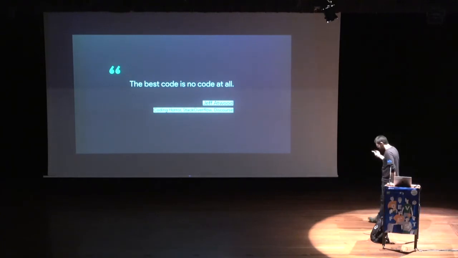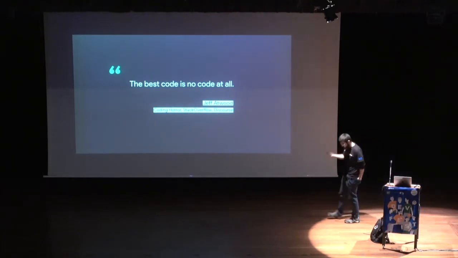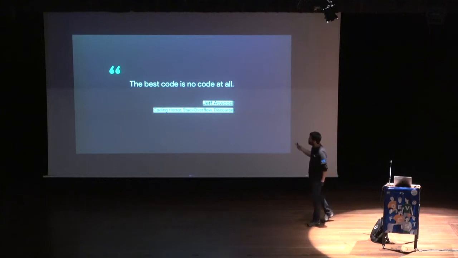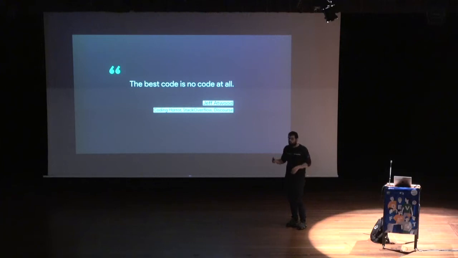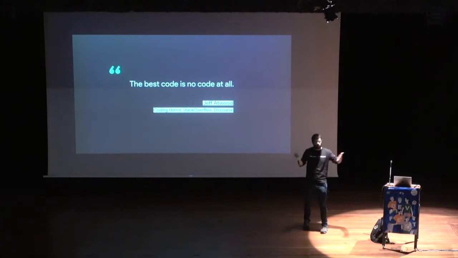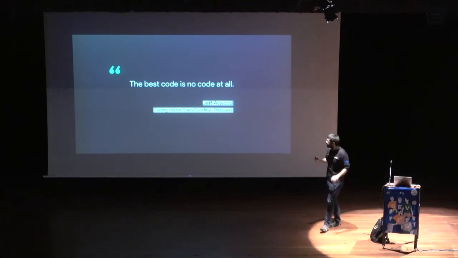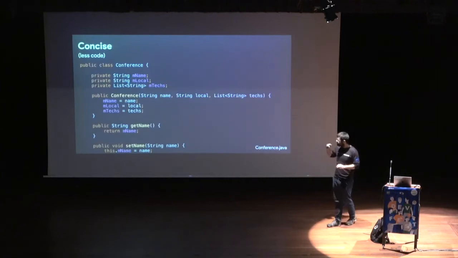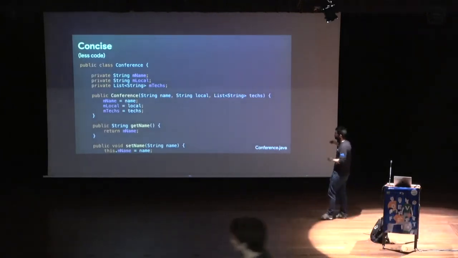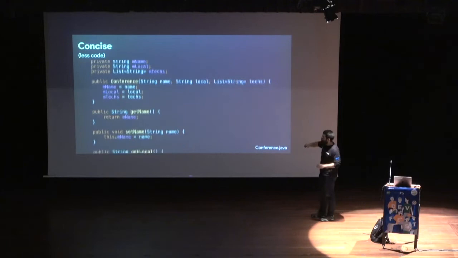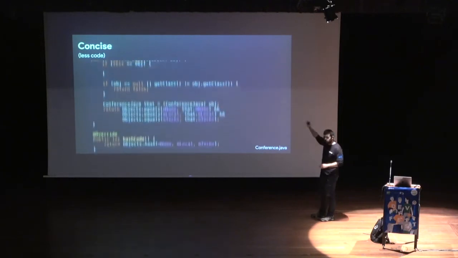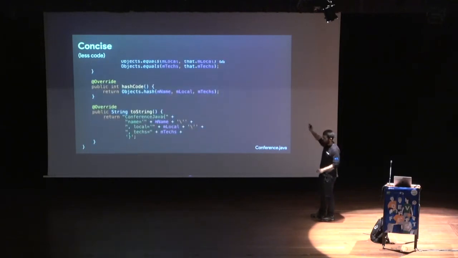Jeff Atwood, he's the creator of Stack, or one of the co-founders of Stack Overflow, and he runs Coding Horror. He has a really good quote: the best code is no code, meaning, okay, if you have less code, you will have less errors because you have less lines. And Kotlin is really good on this. Let's see this example. Let's imagine we have a class called conference, okay? This is an entity, okay? We have a lot of methods over here, getters, setters, everything, okay?